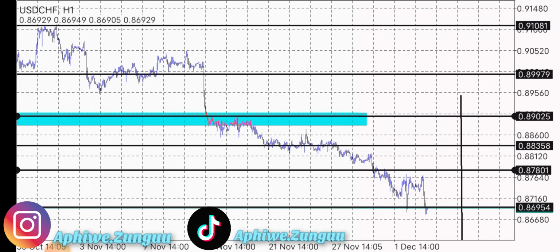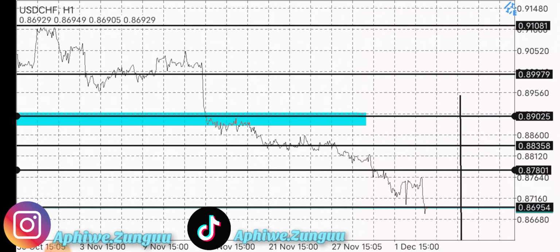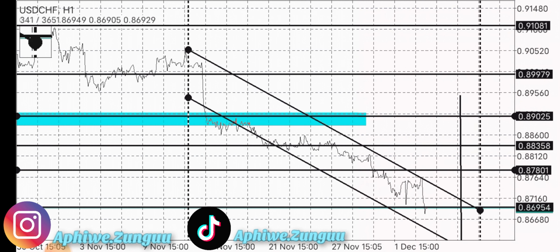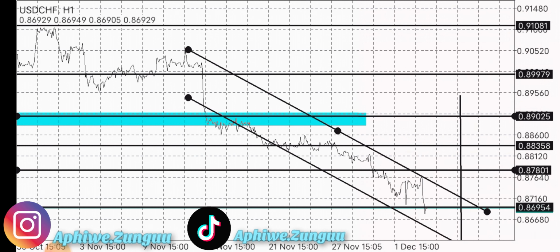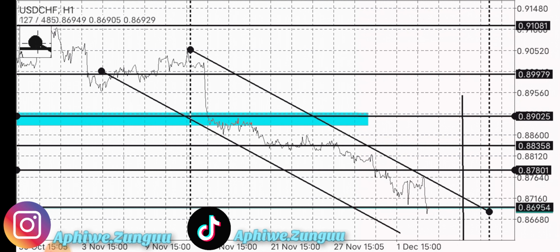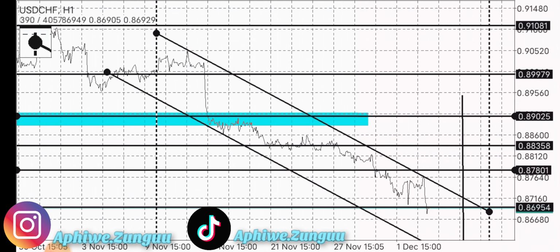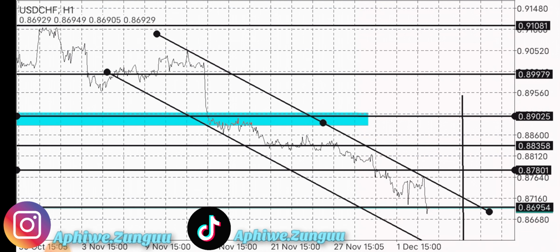So dropping down to a 1 hour time frame, we can basically see that the market also has a trend in the 1 hour time frame. If I can mark it out, we can see that the market actually has a trend in a 1 hour time frame, right?